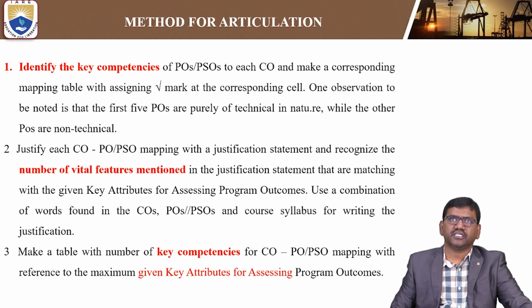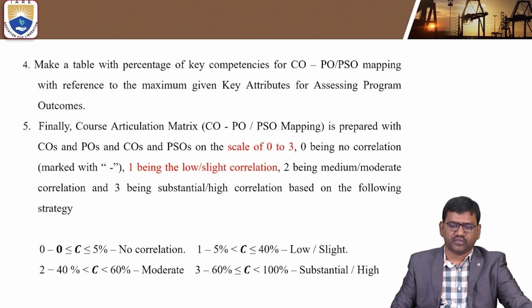So the method for articulation is, first, identify the key competencies and justify each CO and PO mapping with a justification statement, and make a table with the number of key competencies for CO, PO, PSO mapping with reference to the maximum key attribute for assessment of program outcomes. Then make a table with the percentage of key competencies. Finally, the course attribution matrix is prepared with the COs and POs by scaling of 0 to 3.